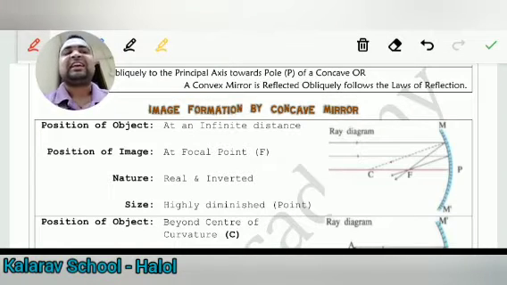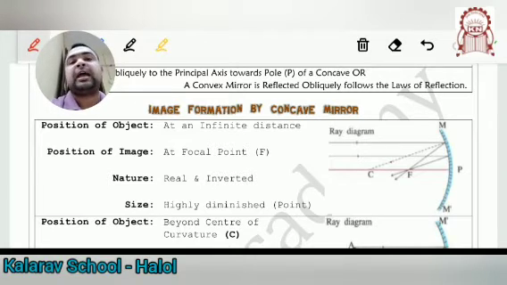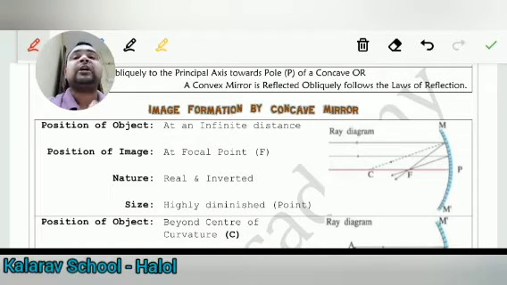Hello friends, in the previous video we learned the basic requirements to draw the ray diagram of any mirror or lens. From that video we finally learned that we need at least two rays to represent the final image that is formed by the given mirror. We also saw which type of incident ray we take, and through which point it passes after the reflection.